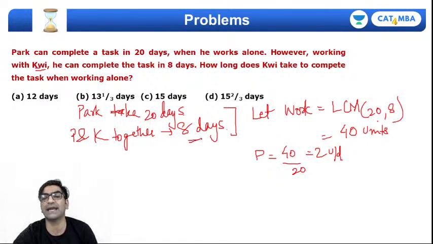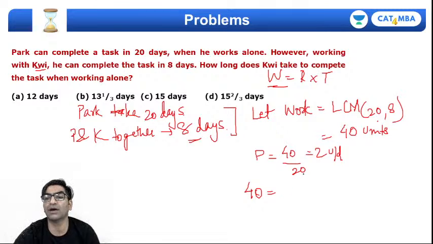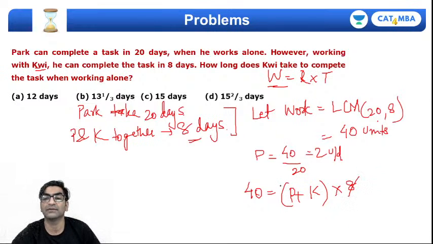But now the next time taken is together. So in the formula, work is equal to rate into time, the work done will still be 40, but now the rate will be the combined rate. This will be Park's rate plus Kui's rate into the time taken by them together, which is 8 days. So 40 will be (P plus K) into 8. 8 5s are 40, so substituting the value of P, you'll get K as 5 minus P, which is 2. So 5 minus 2 is 3 units per day.